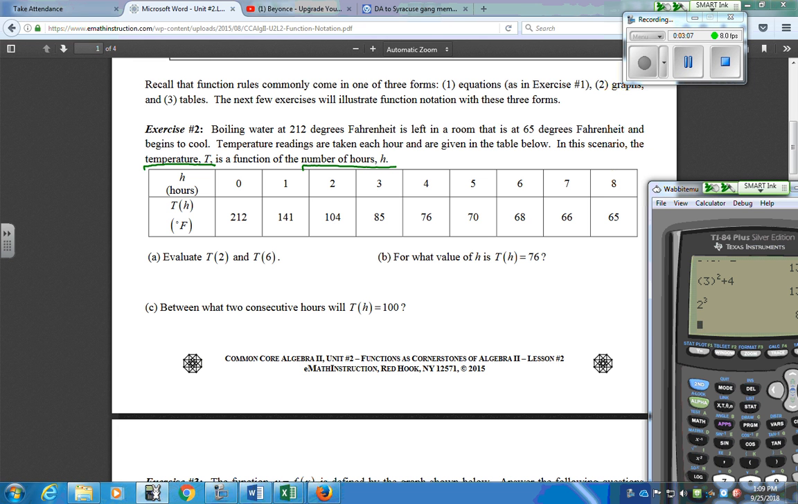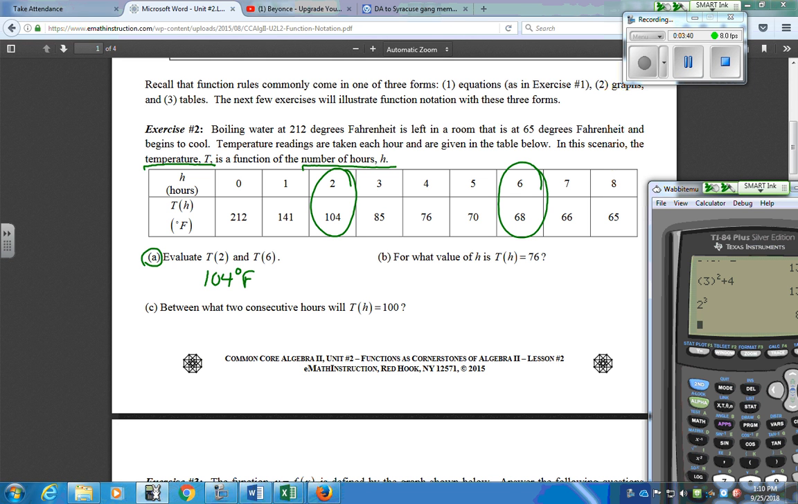Like if you take a look at part A, it says T of 2. Well, what does 2 mean? We just talked about it. T of H is the function, so 2 represents hours. So they're asking us the temperature at 2 hours. And in the case of the table, you can clearly see from what I circled that it's going to be 104 degrees Fahrenheit. Now I can include my measurement. I know what it's talking about. And then the same thing with 6. I'm not going to write it in there, but again, 6 is 68.